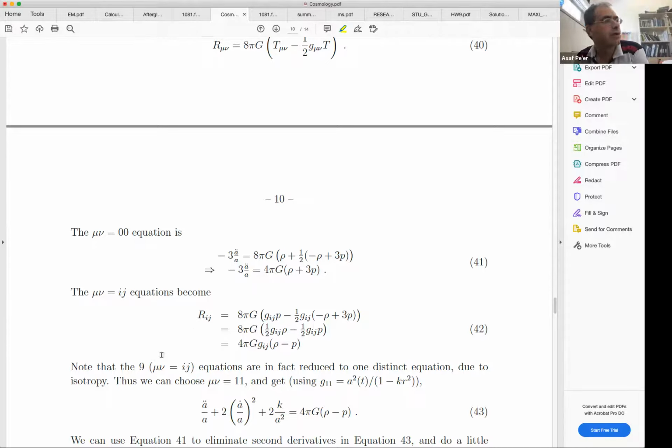Now, of course, these are 9 equations. But because of isotropy, they are all dependent on each other. In fact, they're all the same equation because we don't care which direction we're looking at. So we can simply take the 1,1 equation, where we know that G11, which we derived, is just A squared divided by 1 minus KR squared.